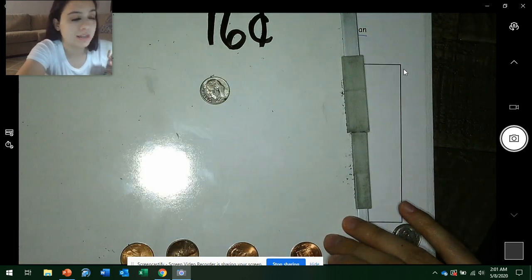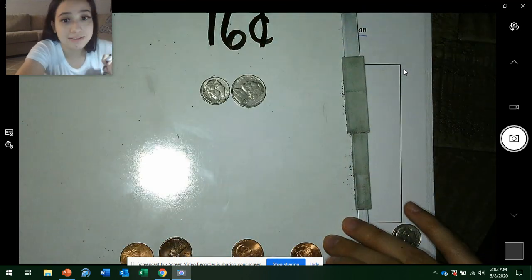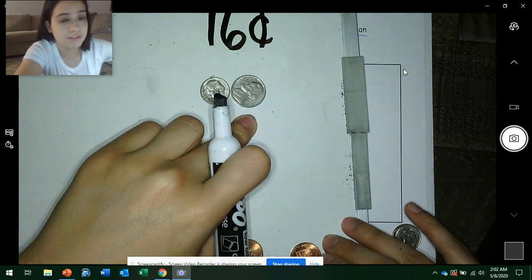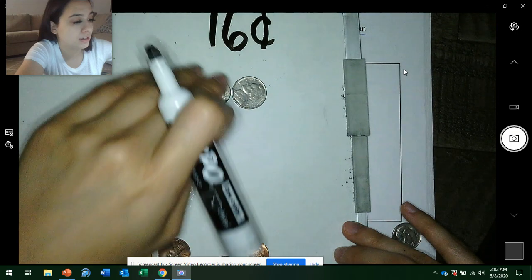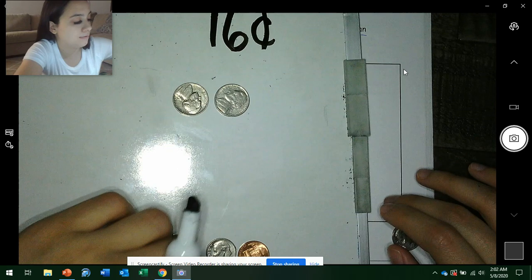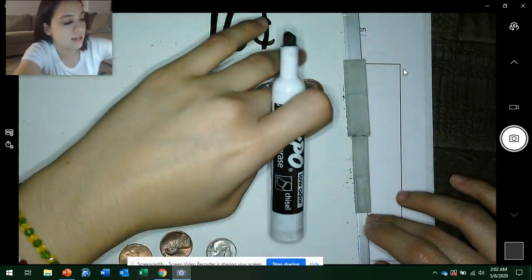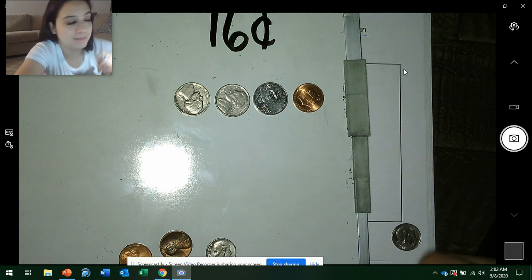You could have used a dime, that's 10 cents, and a nickel, this is 5 cents, which is 15. We already have 10 plus 5 is 15, plus 1 is 16 cents. Or you could have used your 3 nickels, 5, 10, 15, because remember in our exercise we said 3 nickels is 15 cents, and 1 penny. That was another way you could have made 16 cents. Awesome. Okay.